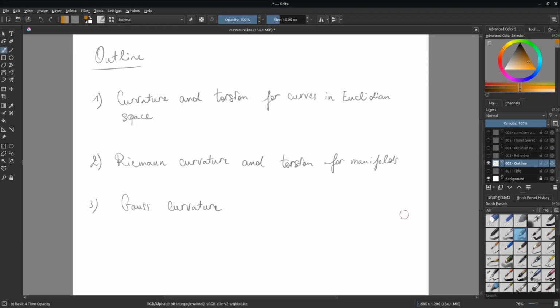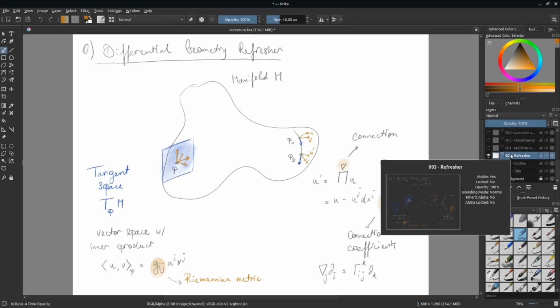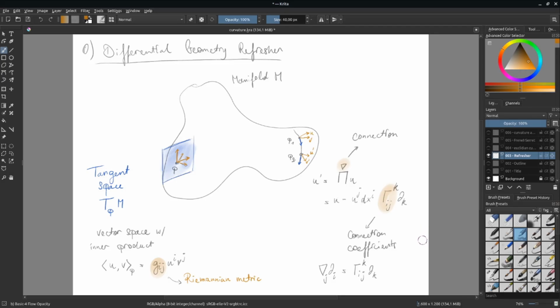If you look at the structure of this session, it's going to be easy, then a bit harder and abstract, and then a bit easy again. So hopefully you'll still be breathing at the end. Essentially, we're finishing with curvature for surfaces.